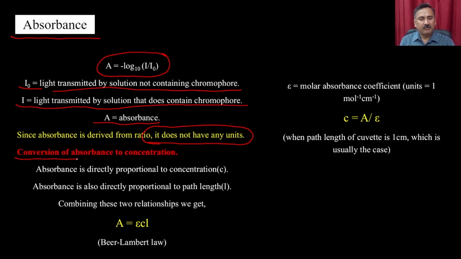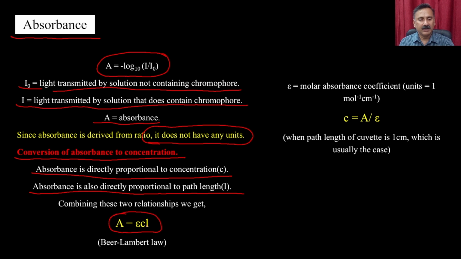How can you convert the absorbance to the concentration? Absorbance is directly proportional to the concentration. If you recall, the Beer-Lambert law says that absorbance is directly proportional to the concentration, and also directly proportional to the path length. If you combine these two, absorbance is equal to epsilon C L. Epsilon is called the molar absorption coefficient, and its unit is per mole per centimeter.